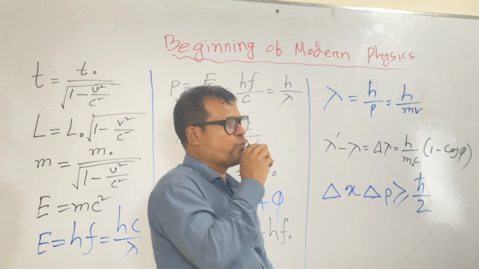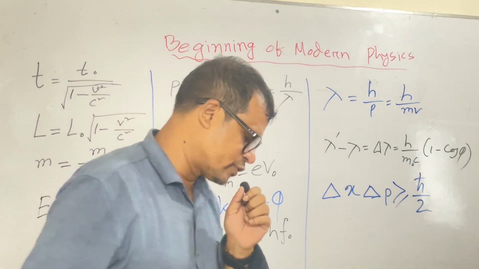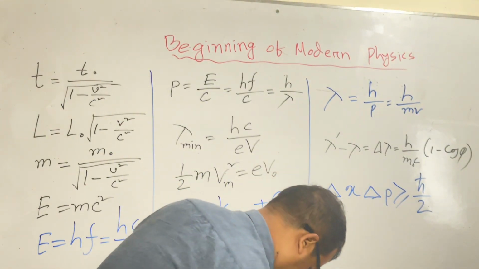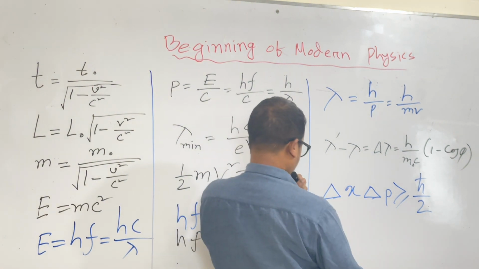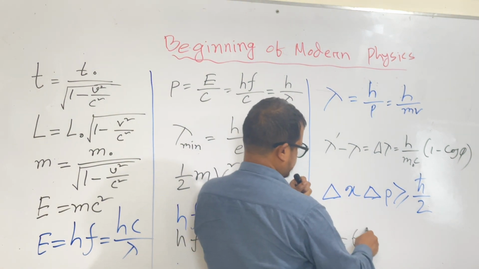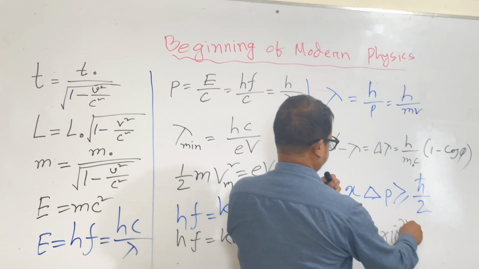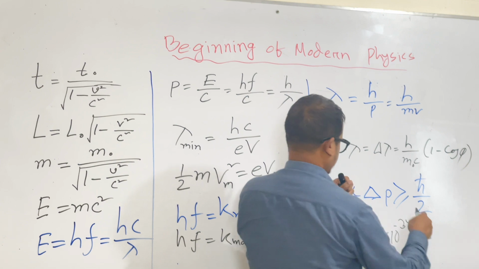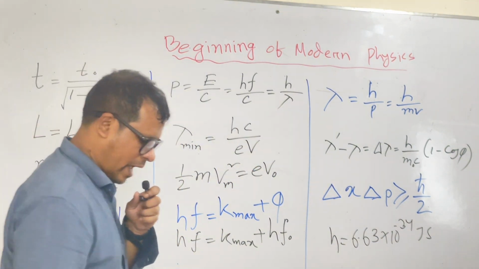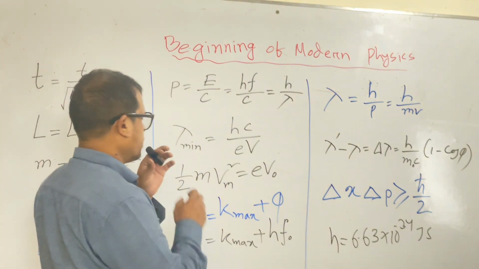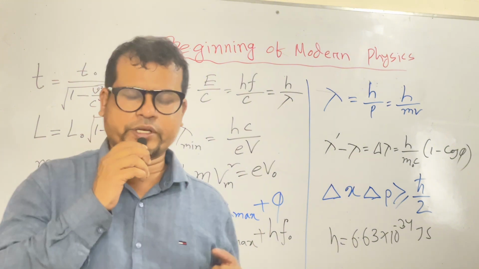Lambda is wavelength. h is the Planck constant, whose value is 6.63 into 10 to the power minus 34 joule second. This is the magnitude of the Planck constant h. The constant has been named after the scientist Planck.